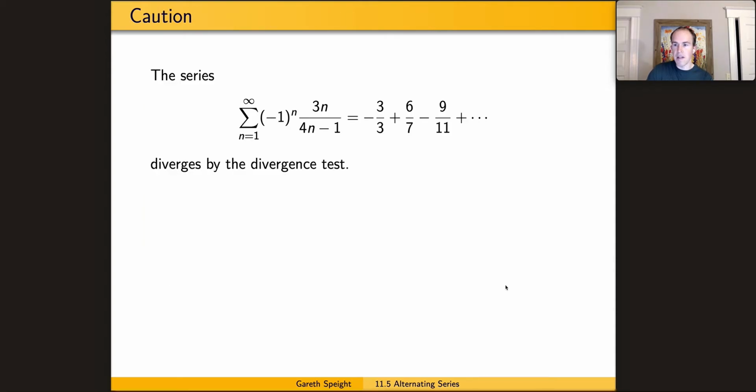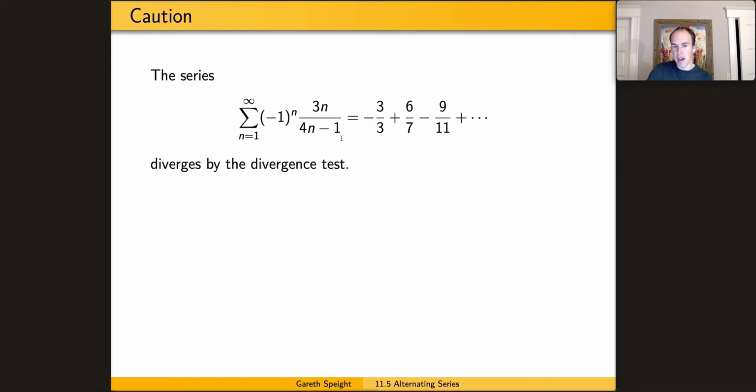Okay, but let me say, have caution. So the alternating series test is very powerful, but you still need to check the conditions. It's not true that every alternating series converges. For instance, here's an alternating series, negative 1 to the n, and then the positive part is 3n divided by 4n minus 1. So it's nicely alternating, but it doesn't converge.